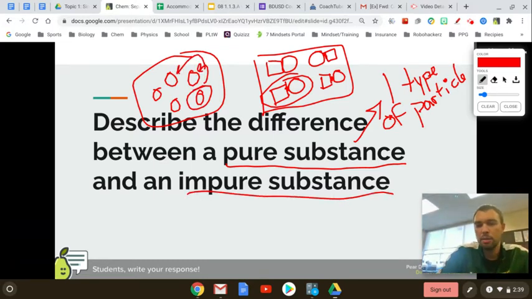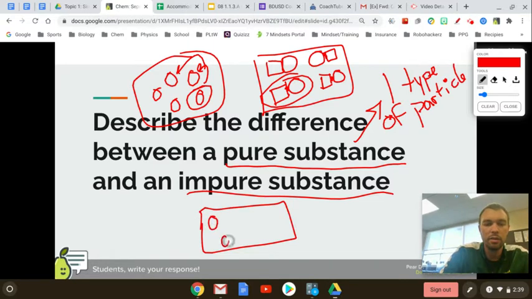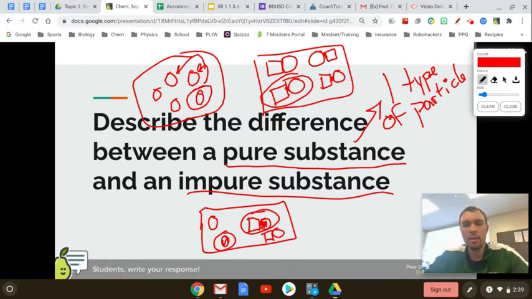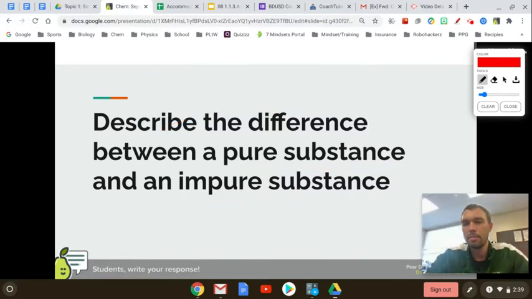An impure substance is when we have more than one type of particle. So if I have a particle that's a circle and a particle that is a circle square, even though the circle is here and the circle is here, it's a different particle. This is different than this, and so that would make it an impure substance.